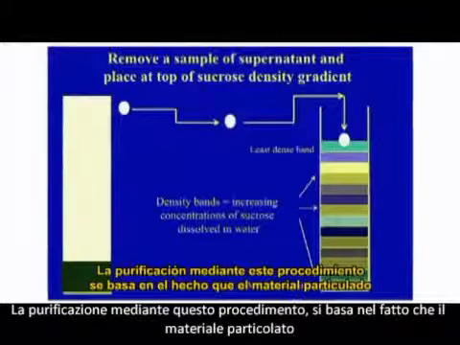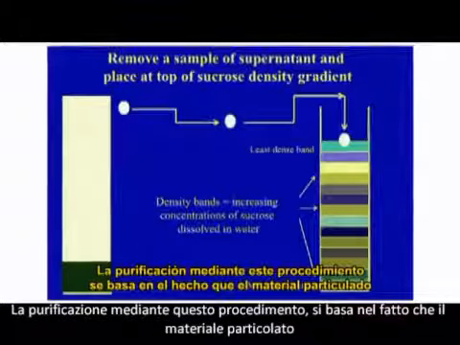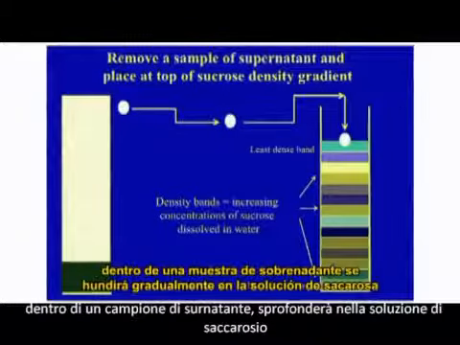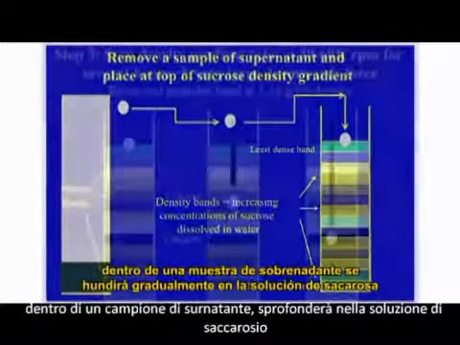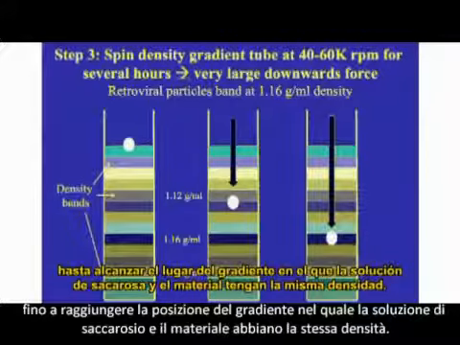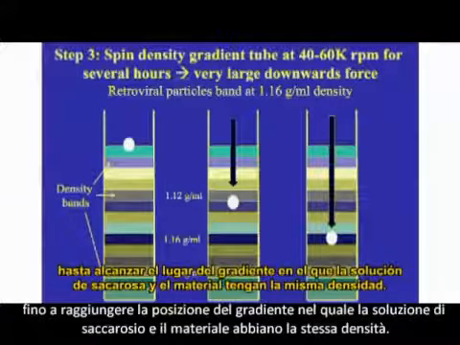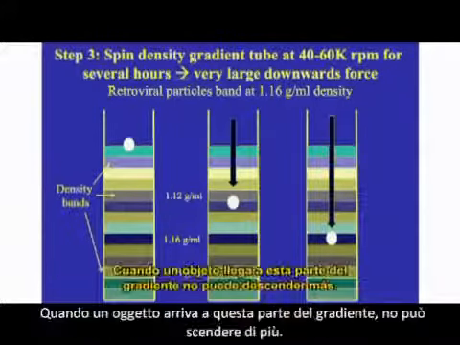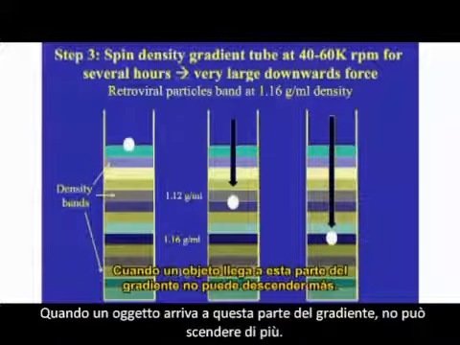Purification by this technique relies on the fact that particulate matter in the supernatant sample will gradually sink down through the sucrose solution until it reaches a place in the gradient where the sucrose solution and the particulate matter have the same density. When an object gets to this portion of the gradient, it cannot go any further.